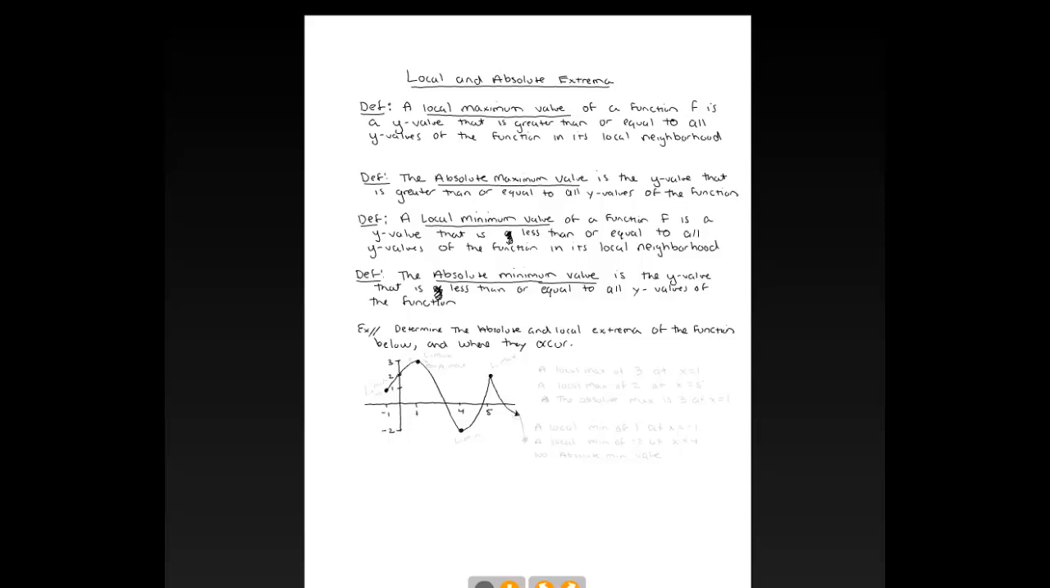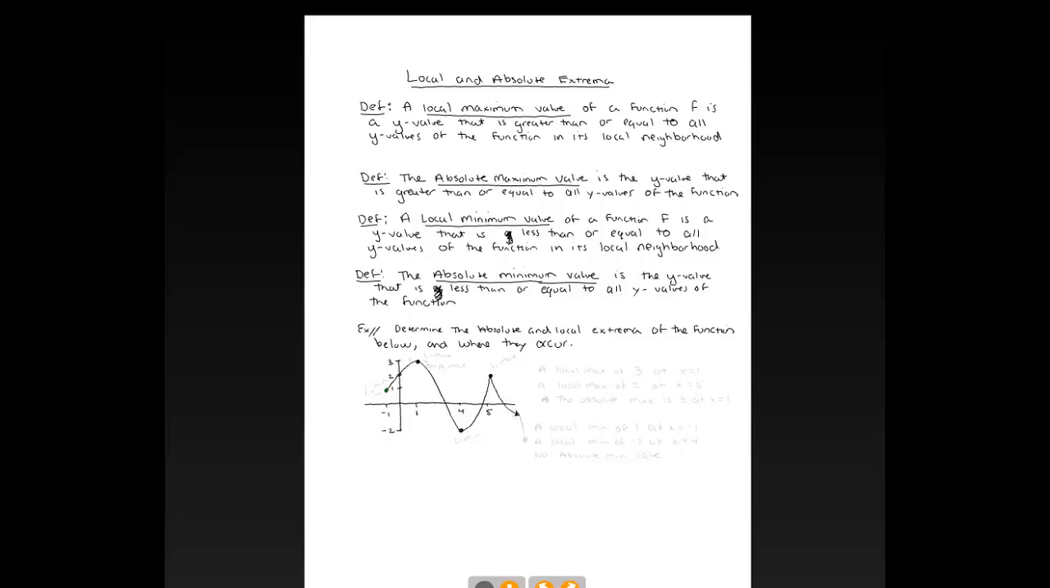Let's see. Let's look at this first point here, -1, 1. Is that y value 1 greater than or equal to all y values of the function in its local neighborhood? Well, what I mean by local neighborhood is if I move a little bit to the left of the graph at the point -1, 1, well, there's no graph there at all, so I really can't move to the left. If I move to the right, the graph starts to go up, right? So therefore, 1 is not a local maximum value.